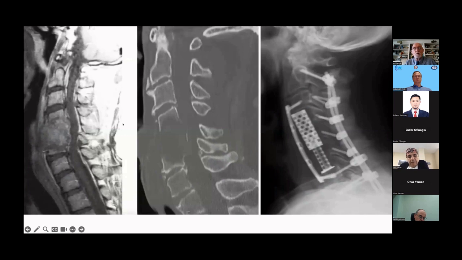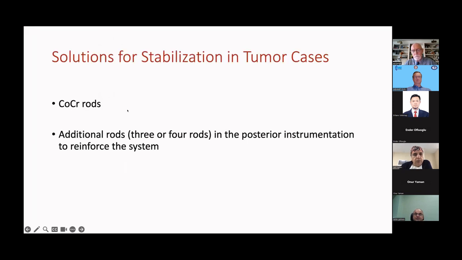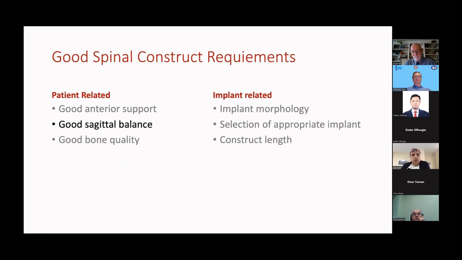Therefore, I would like to emphasize that in tumor cases, it's better to use anterior and posterior fixation in order to provide the best stability, especially in cases with anterior plus posterior resection. In summary, solutions for stabilization in tumor cases include the use of cobalt chrome rods. These are very strong, and you can use an additional rod in the posterior instrumentation to reinforce the system.